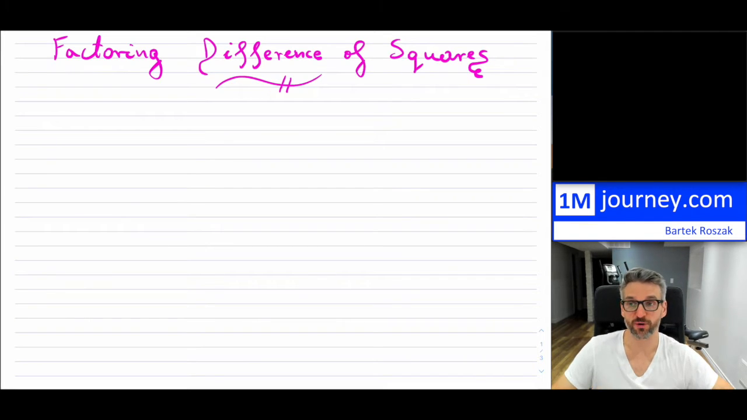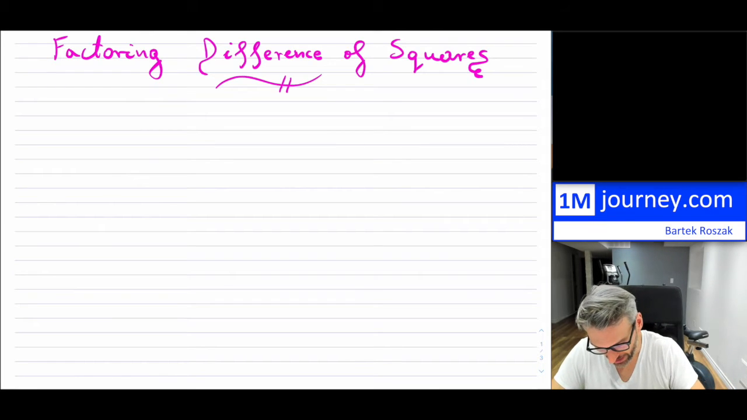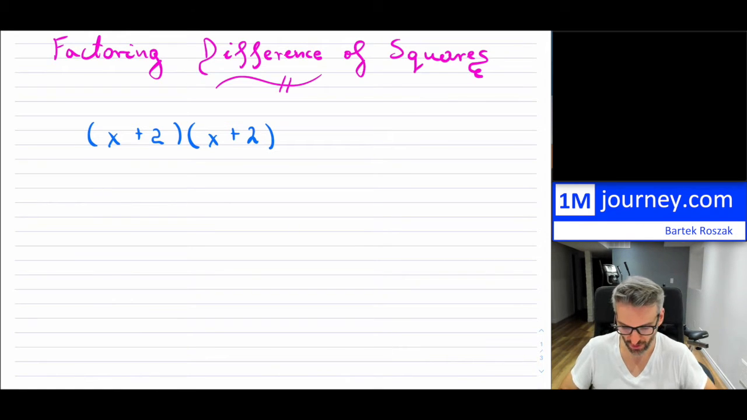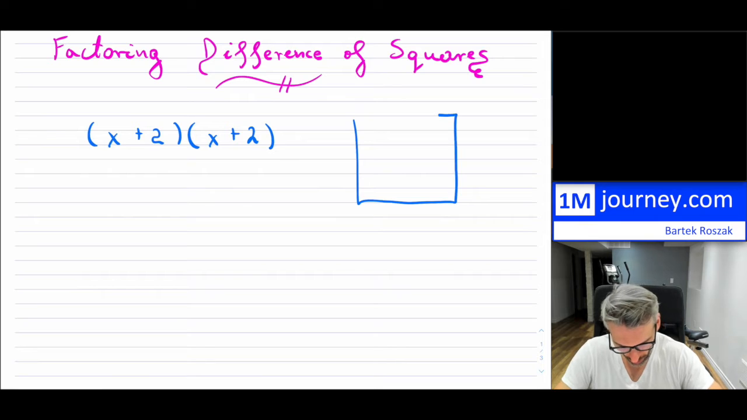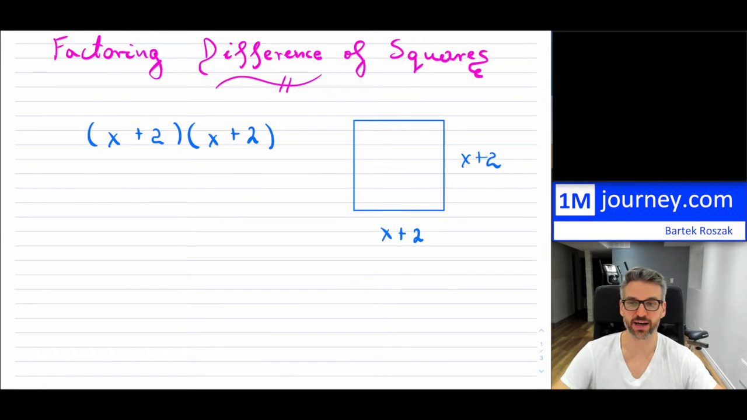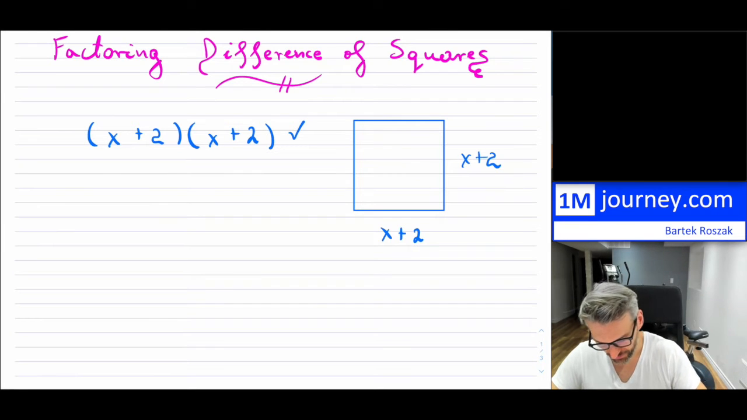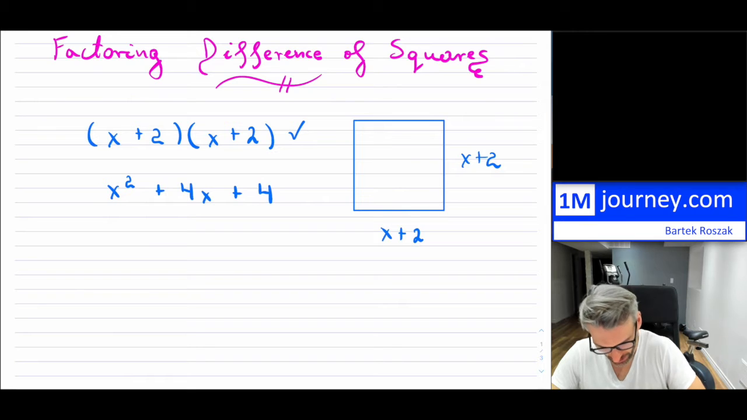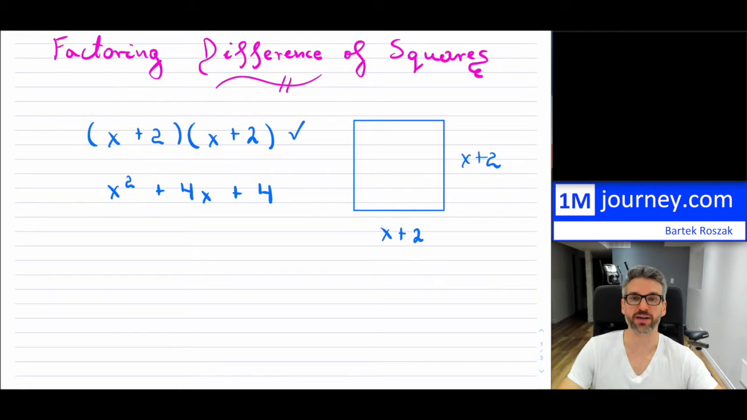Now, if you recall from perfect squares, you can take your factors. Let's say, imagine that we had x plus 2 and x plus 2. This makes it a perfect square because all the sides are identical. In this case, they're all x plus 2. If you take the area, so if you multiply the two sides, and expand this, you're going to get x squared plus 4x plus 4. That would have been the area.